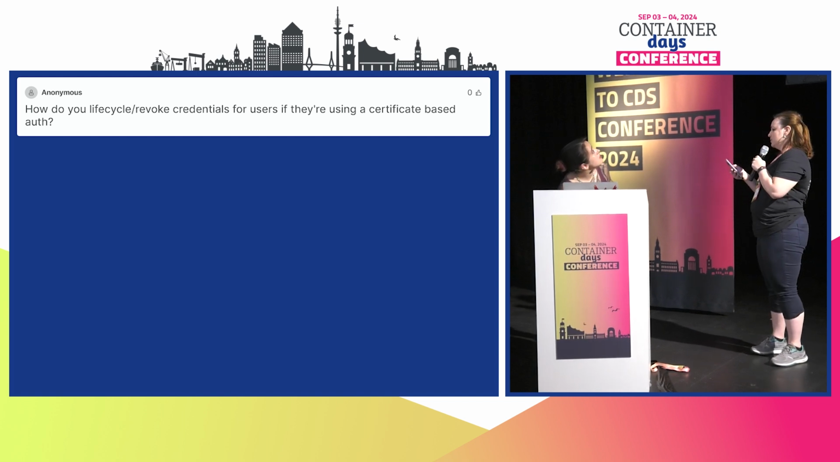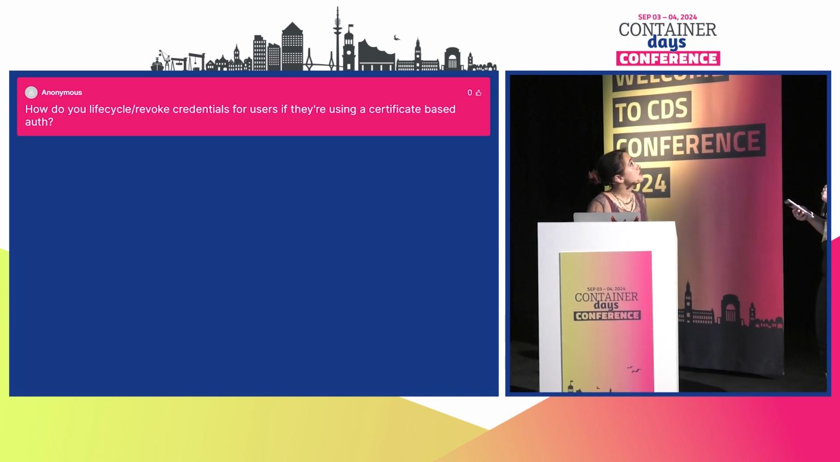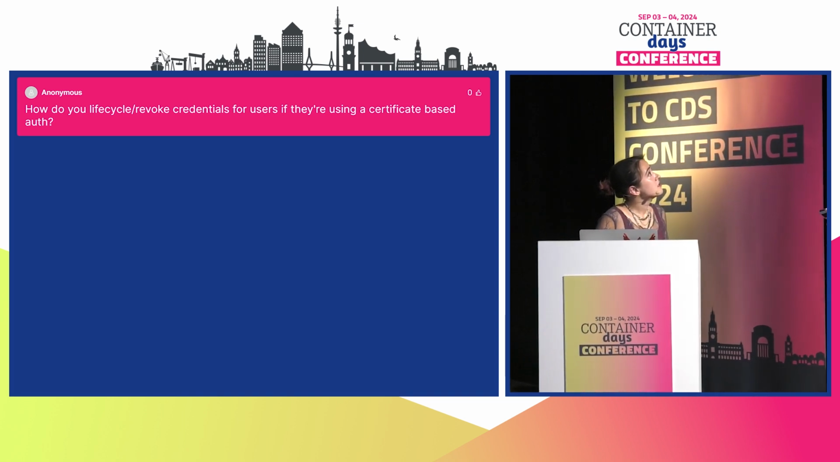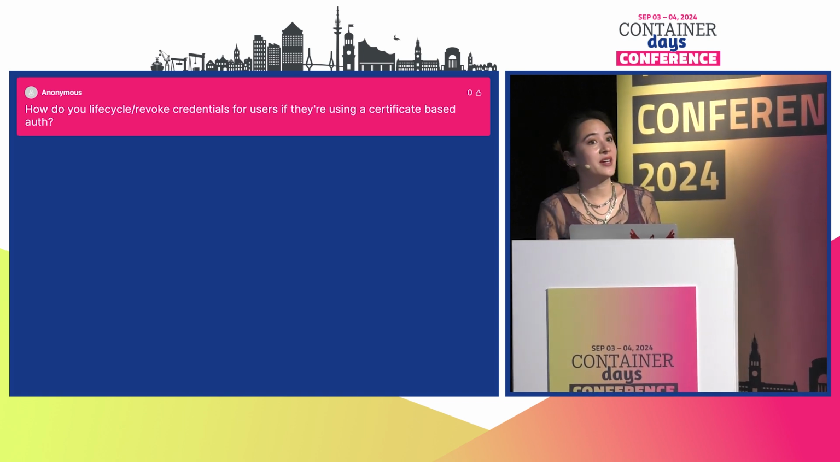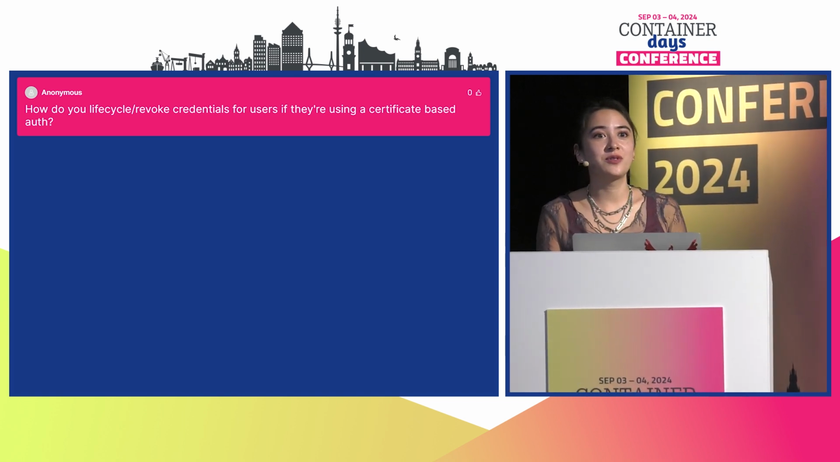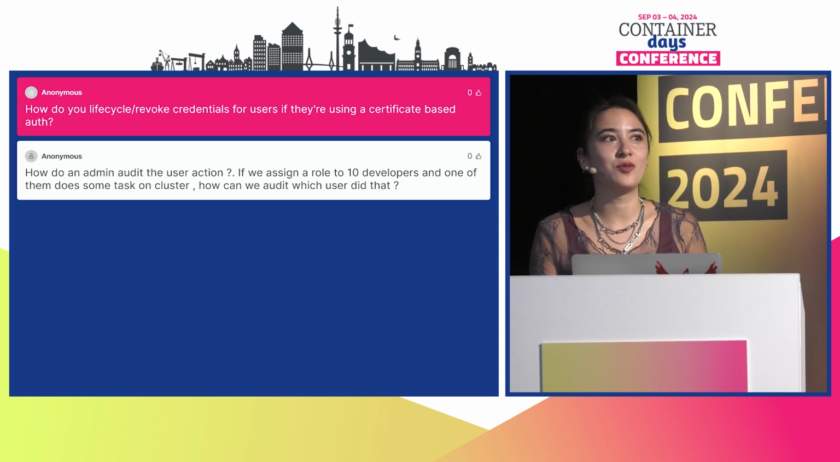The question on the Slido is, how do you lifecycle or revoke credentials for users if they're using certificate-based auth? Well, the Kubernetes API doesn't allow you to revoke certificates, so basically you just need to use a short-lived one and hope that it's short enough that it doesn't become an issue.